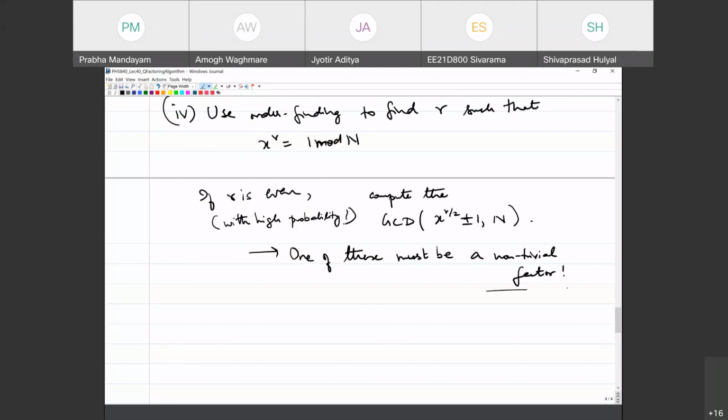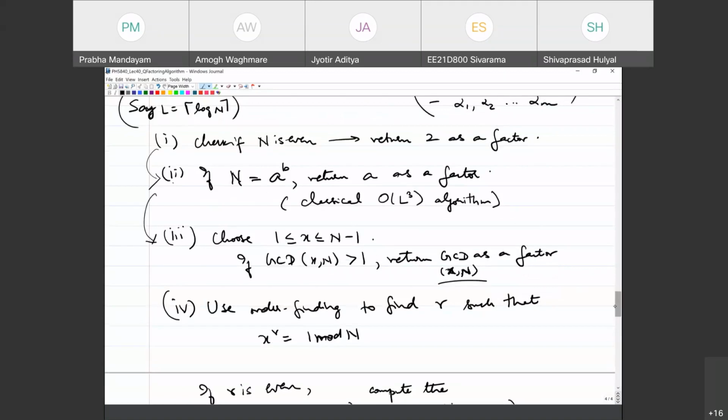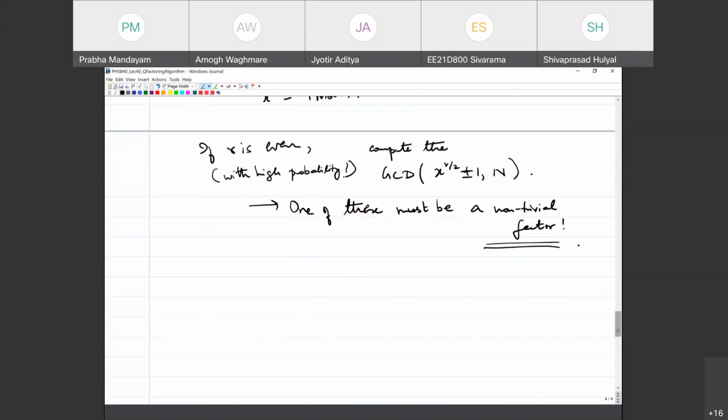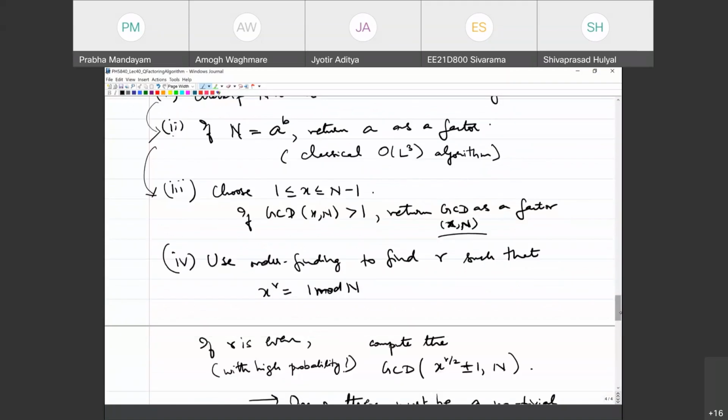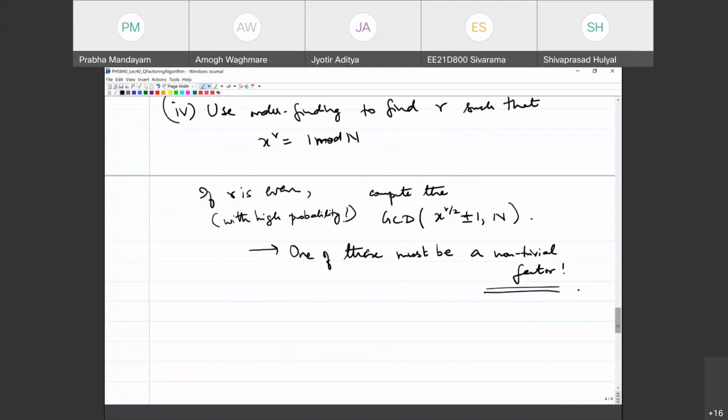And this is a key step because this is the step that will actually find for you a non-trivial prime factor of n. By non-trivial, I mean one which is not simply picking out powers of 2 or 3 and so on, right? Because you actually have a number that is co-prime with respect to n and you're finding the order with respect to n. And then either x to the r by 2 plus 1 or minus 1 should divide n, right? So you find the GCD of these two numbers and then one of these must be a non-trivial factor.